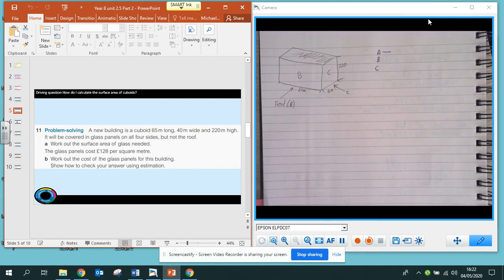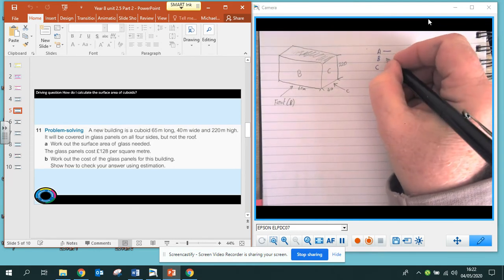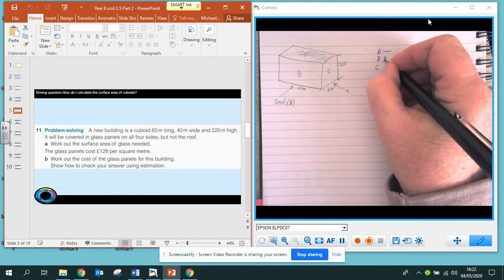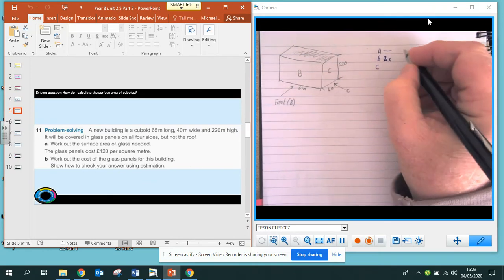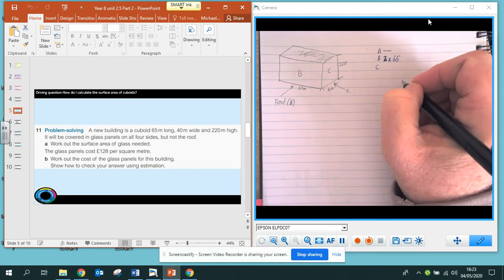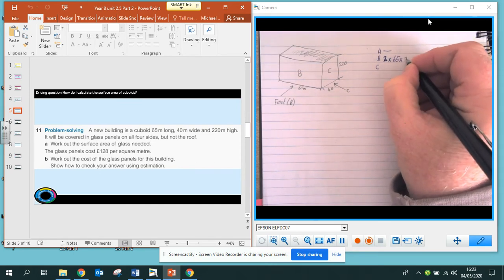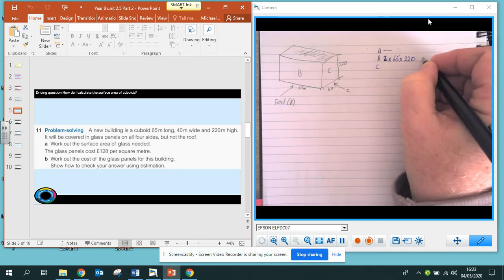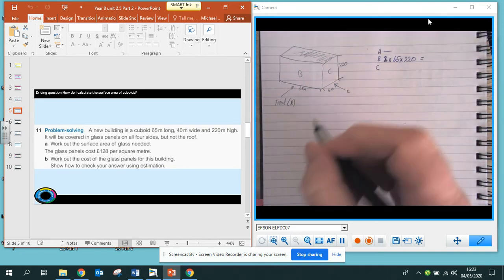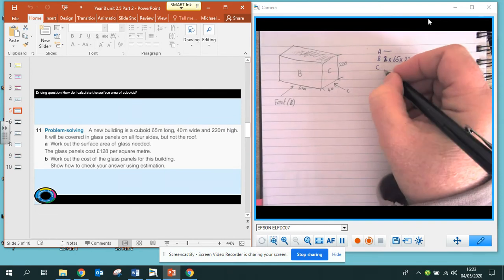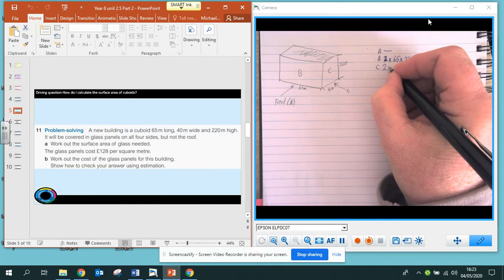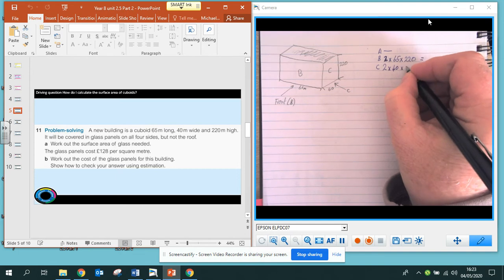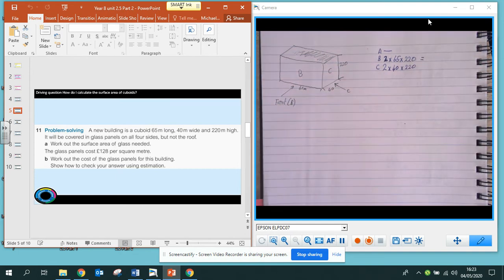Side B, the front elevation, there are 2 of them. There's the front and the back. They are 65 metres long and 220 metres high. And C, the side elevation, there are 2 of them, front and back, and they are 40 metres long by 220 metres high.